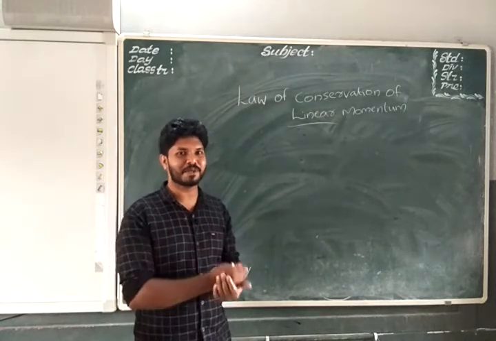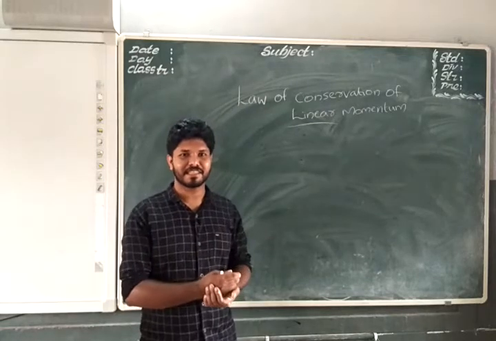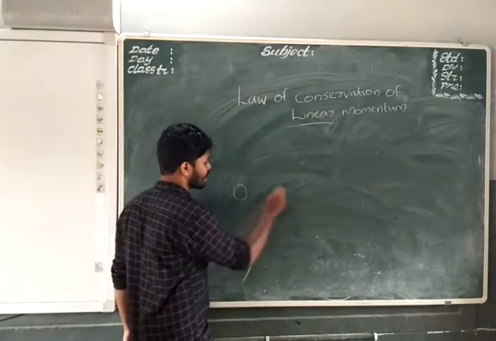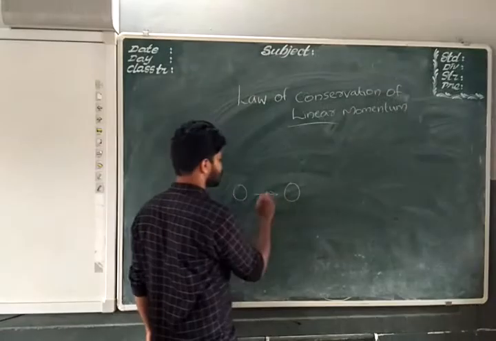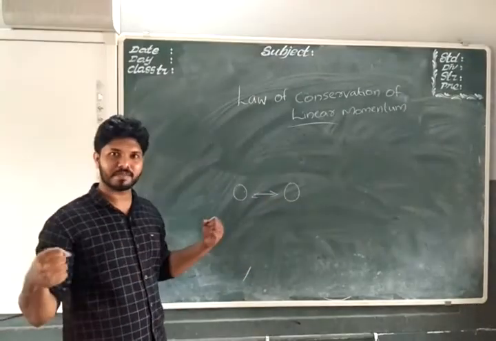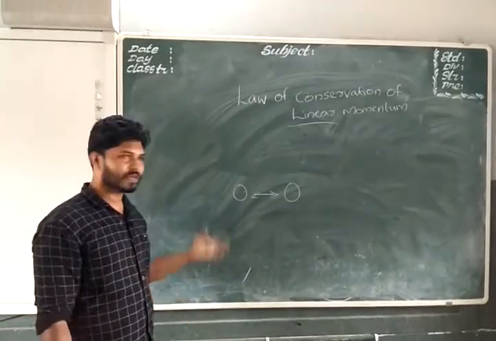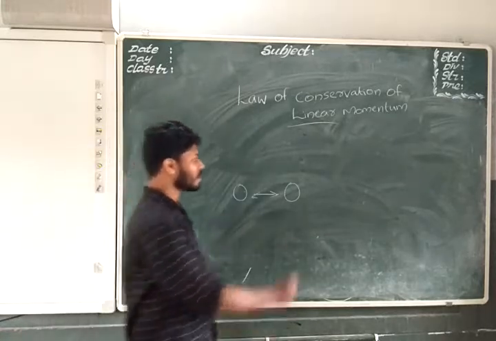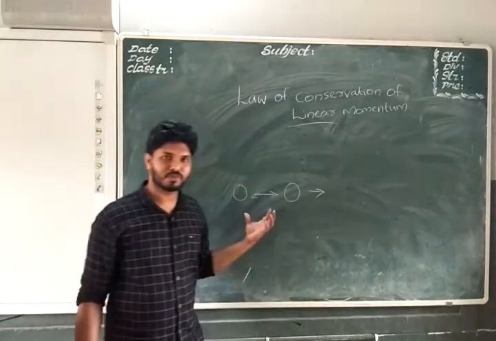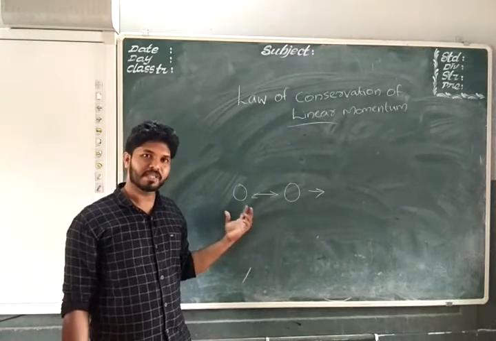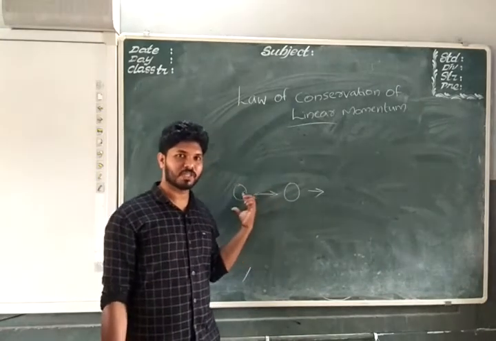Let me state it in one more sentence. That is, if two bodies collide each other, collide means കൂട്ടിമുട്ടുക. If two bodies collide each other, the total linear momentum of these two bodies will be the vector sum of the linear momentum of individual ones.